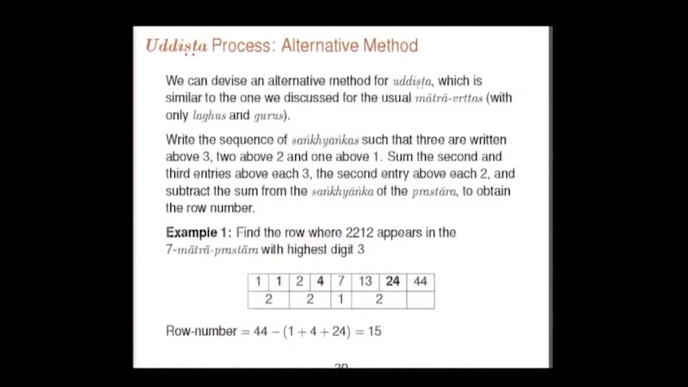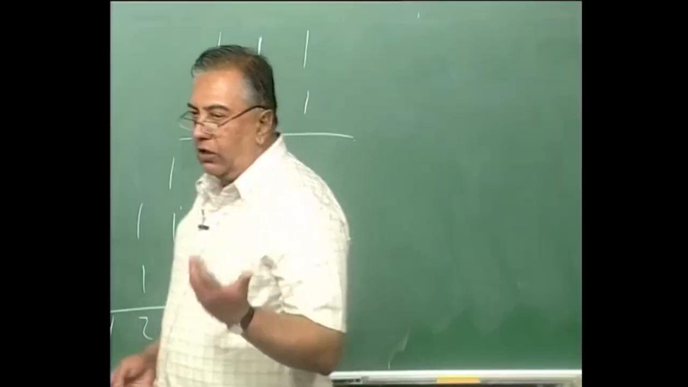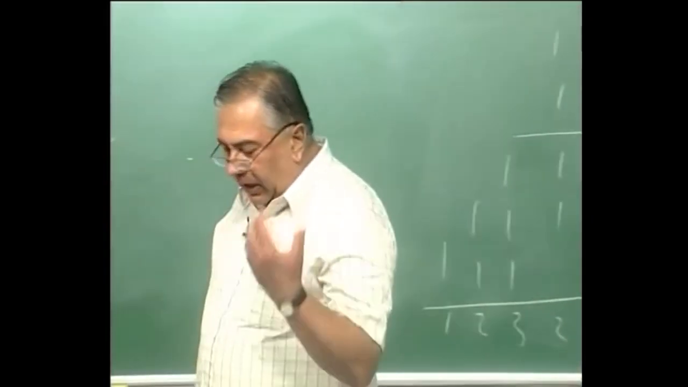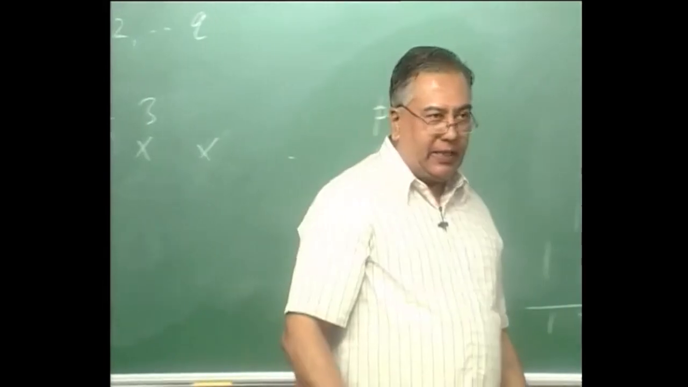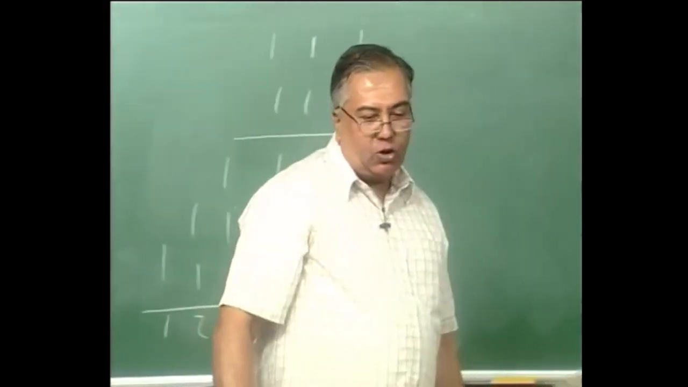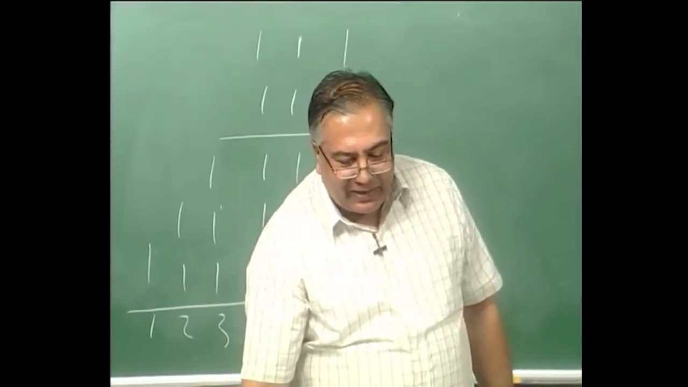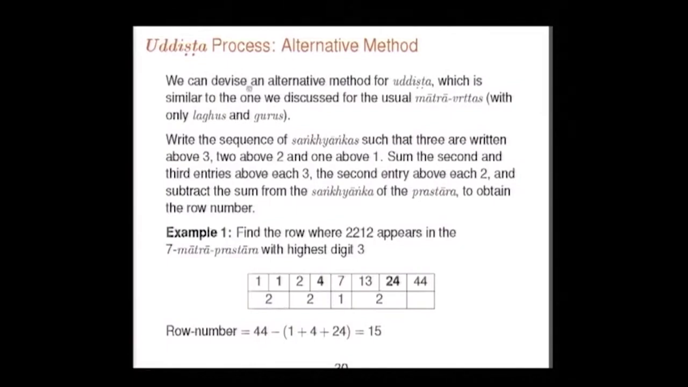So, there is a much simpler way of doing this Uddishta, following what we did in the case of the matra vrittas. We also did the same thing in the tala prastara also. So, I will describe the simpler method. So, what do you do? Write the sequence of sankhyankas, but write them in such a way that you write 3 sankhyankas above 3, 2 sankhyankas above 2 and 1 sankhyanka above 1.